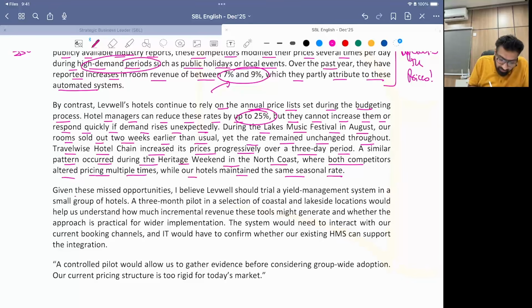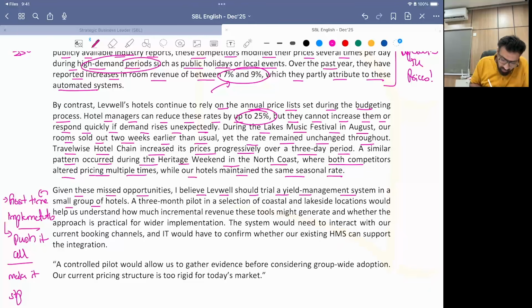Now, given these missed opportunities, I believe Levwell should trial a yield management system in a small group of hotels. Okay, so it's first time implementation, right? It's first time implementation. So I would say, do not push it all. Make it step by step. Apply it step by step, right?